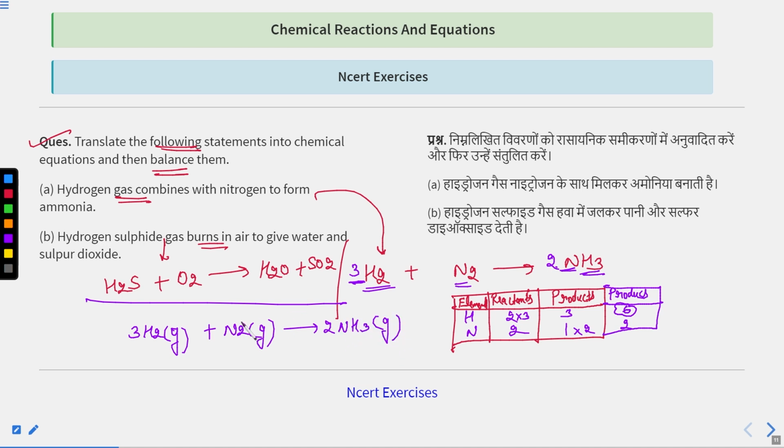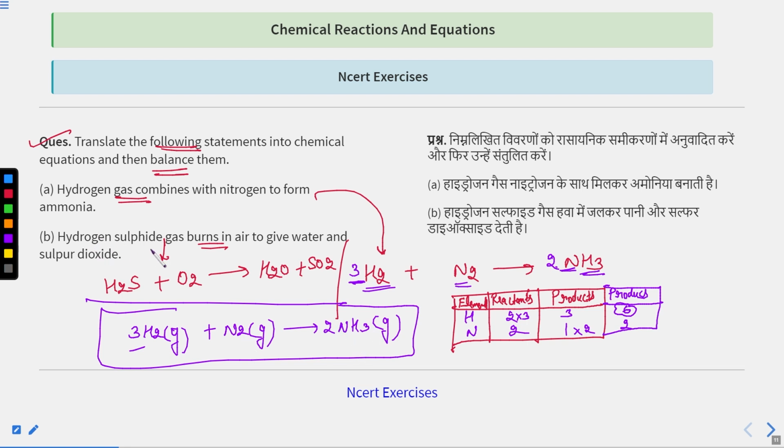Now the question is saying translate then balance. So we have translated and balanced also, and the complete balanced chemical equation is this, because now the total number of atoms of each and every element in the reactant side and product side are equal, and we have also written the physical state. After writing the physical state, the balanced equation is complete. So you can see 3H2, 6 hydrogens in total, on the reactant and product side, which means both sides are equal, 6 and 6. In the reactant side 2 nitrogen, in the product side 2 nitrogen are also there. I hope this is clear to you.